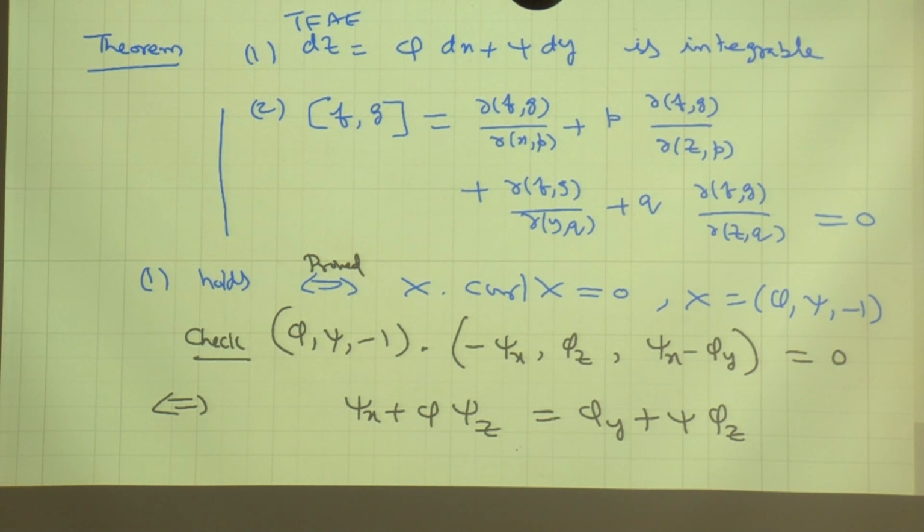Minus phi psi x is there somewhere. Something I missed. The curl will be minus psi psi z. No, it's okay. Yes, minus psi z phi z. Okay, fine. So we have got this.